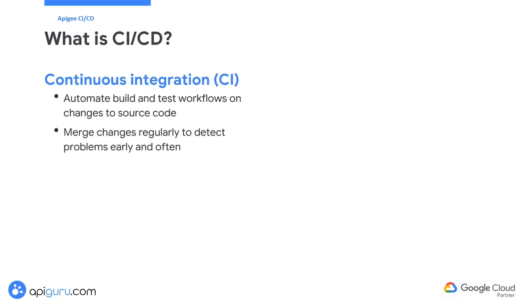Continuous integration is the practice of merging code changes frequently and detecting issues early. By automating the build and test workflow whenever changes are made to the source code, CI helps ensure that code is always in a deployable state, allowing teams to identify and address problems promptly.